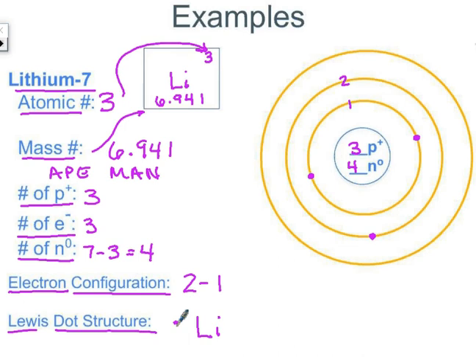Now, you could also do this, or this, or this. You're either going to put it on the left, the top, the right, or the bottom. That all means the same thing. So this, and this all mean the same thing. So for this example, our Lewis dot is only going to have 1 valence electron around it. But let's look at another example.